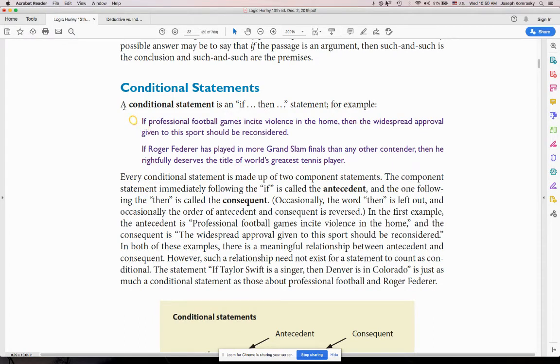If professional football games incite violence at home, then the widespread approval given to the sport should be reconsidered. What's the antecedent here?